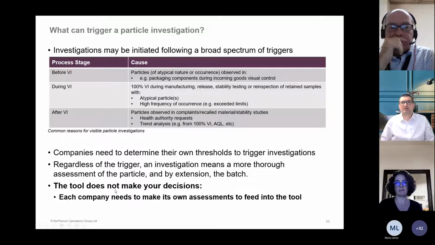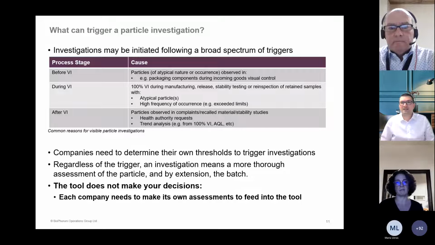Furthermore, we could detect particles after visual inspection, either during acceptance testing, could be AQL, supplemental testing. It could be based on health authority requests or complaints. So all these different items, and that's not a comprehensive list, those are just examples, could actually trigger particle investigations. The important thing to understand is every company needs to define and determine what is their threshold, what would be a trigger for those investigations at our company.